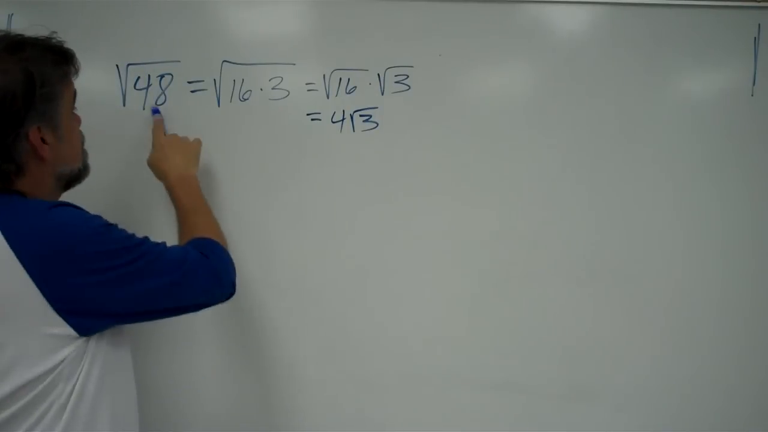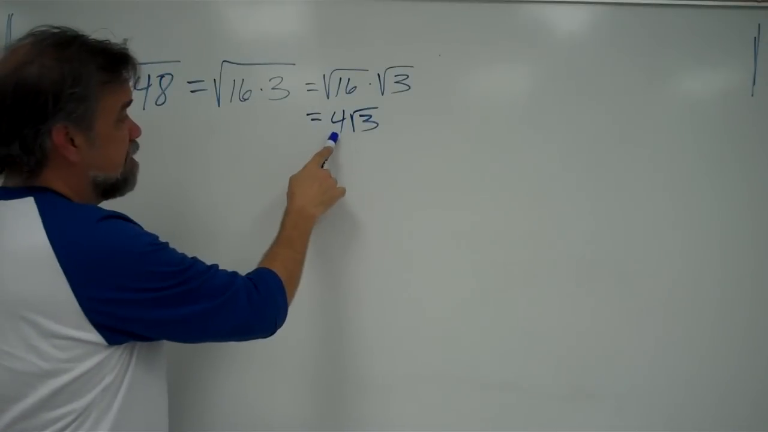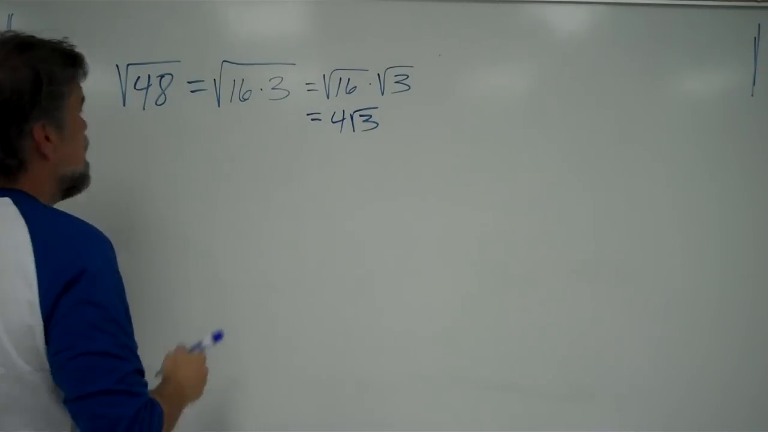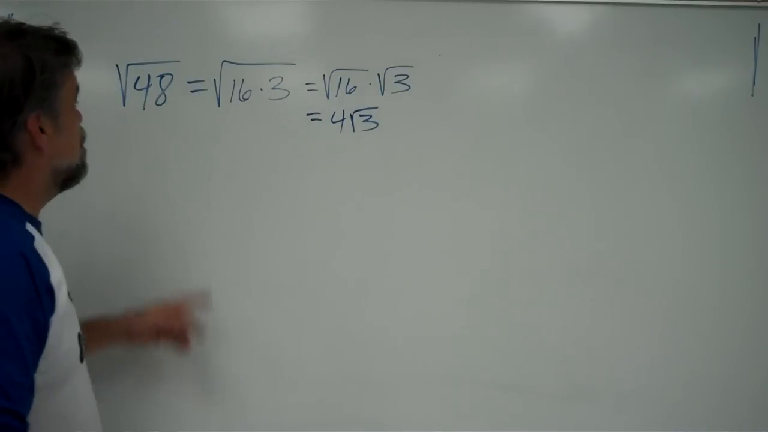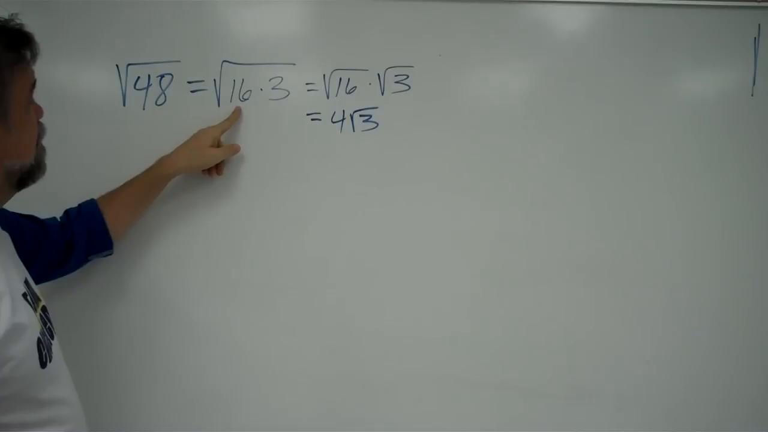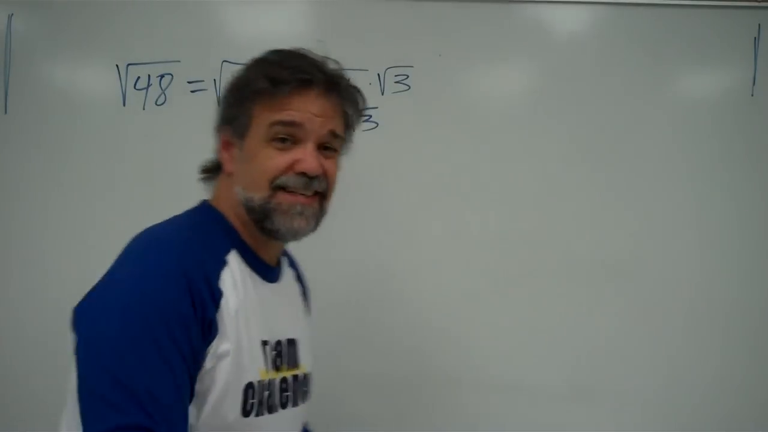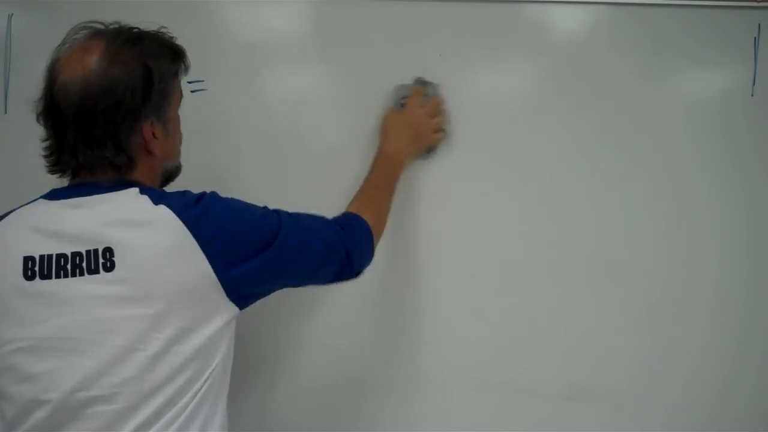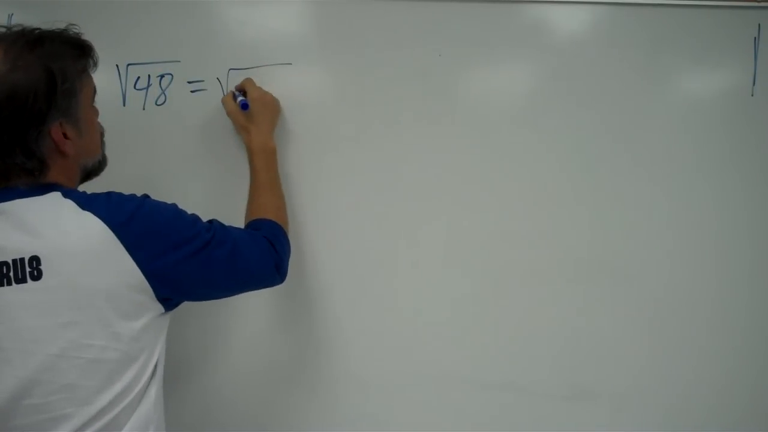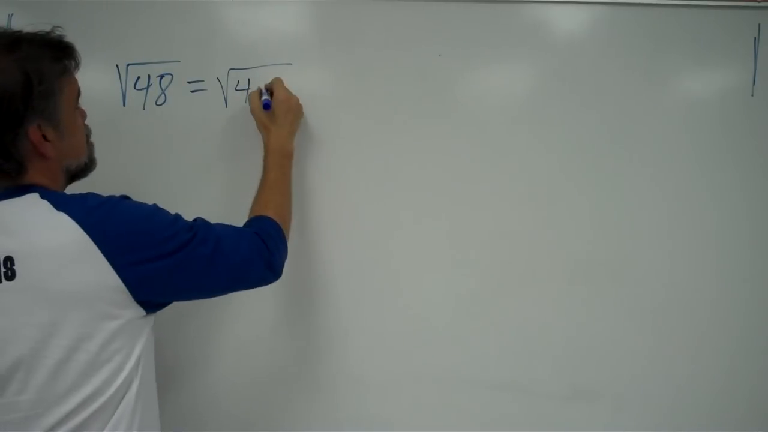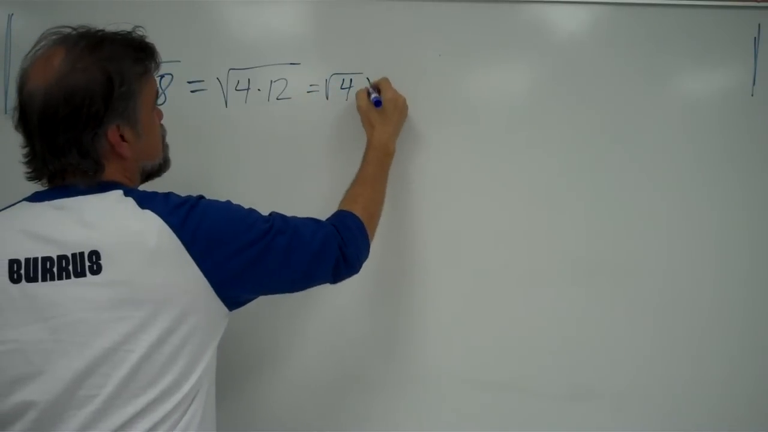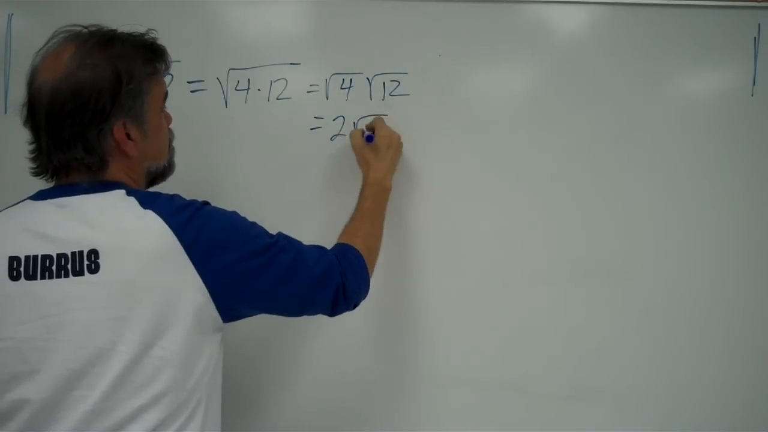Take a calculator. Take the square root of 48. Now take 4 times the square root of 3. You will see it's exactly the same number. Okay? Now, what if I couldn't tell that 16 was the largest perfect square to go into 48? What if I said, I know that 4 goes into 48. Well, then I'd say, all right, this is the square root of 4 times, I think it's 12. And that means this is going to be the square root of 4 times the square root of 12, which is 2 times the square root of 12.